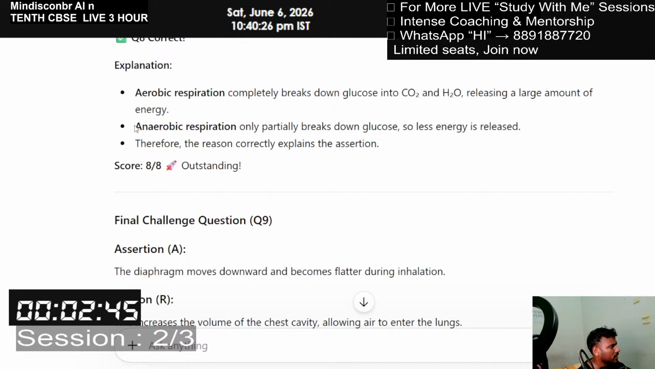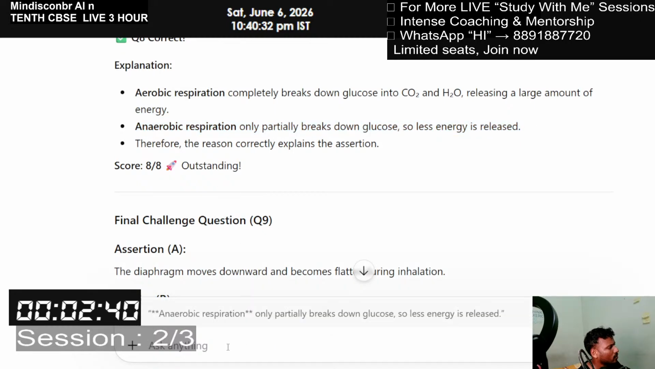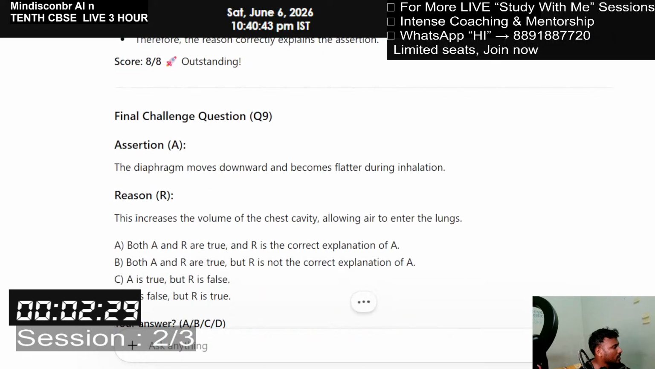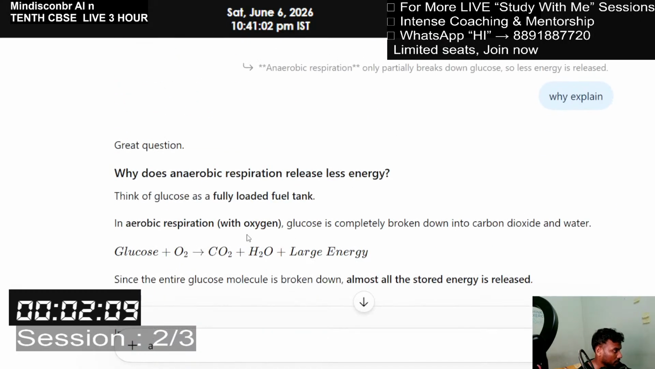If I have a doubt, just ask ChatGPT why is it so. Why? Explain. And question 9: the diaphragm moves downward and becomes flatter during inhalation. That's true. This increases the volume of the chest cavity, allowing air to enter the lungs. A. Yes, that's correct. But we can first look at the explanation of the previous question.